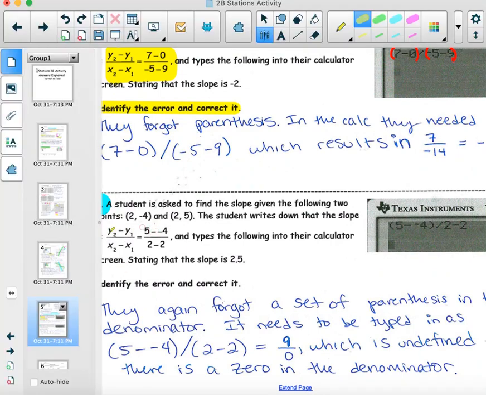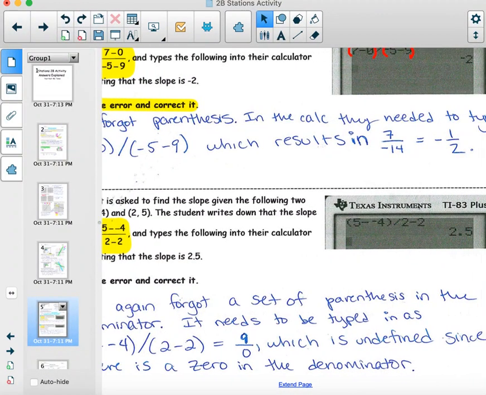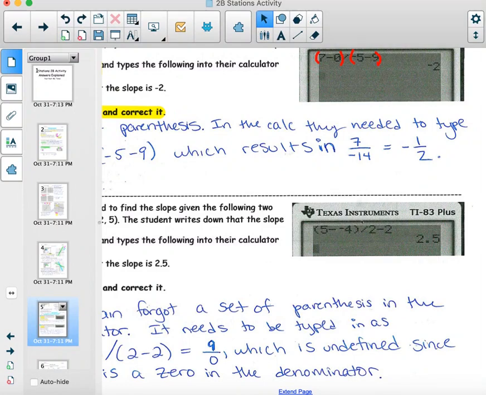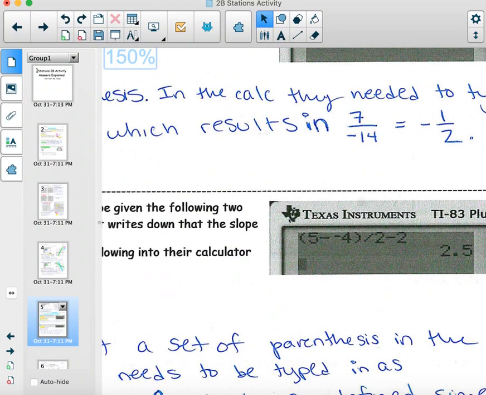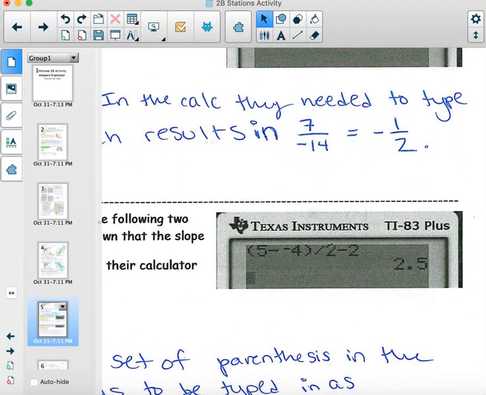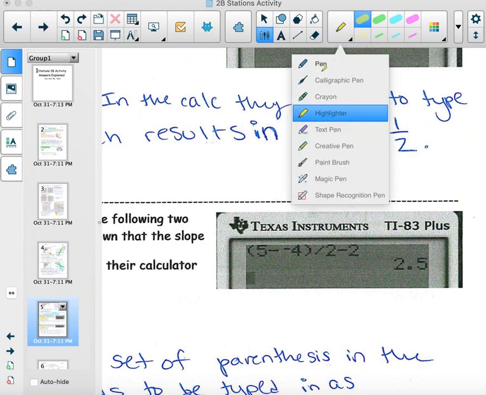This is good. So let's see what's going on in the calculator then. Let's check it out. Okay, I have positive 5 minus negative 4. Yep, that looks good. And it's being divided by 2 minus 2. Oh, okay, great. So we have parentheses here. Right, so we're good? We're done?